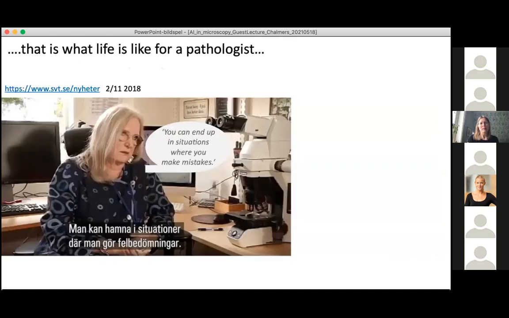And this is what life is very often like for a pathologist. They have to look at these samples to see if there's malignant changes, for example, if there's cancer. And you can very often end up in situations where you make mistakes and miss things.